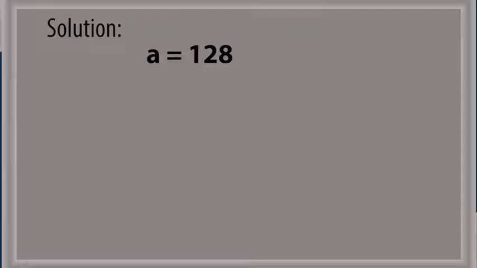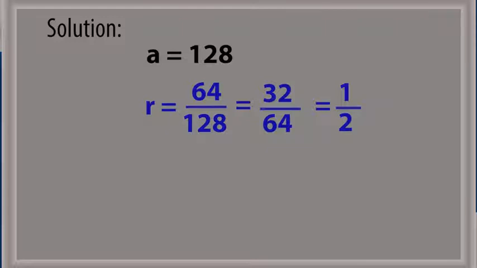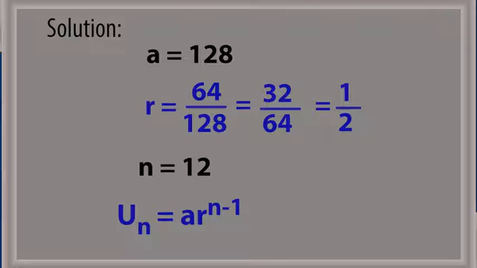What's the first term? 128, that is a. The ratio is 64 divided by 128, which is equal to 1 over 2, or the same as 32 divided by 64, which is equal to 1 over 2. That is why you call it common ratio. The ratio between these numbers must be the same. We want to find the 12th term, so n is equal to 12. Let's use our formula. Un is equal to ar to the power n minus 1. And then we put a, r, and n to evaluate this.